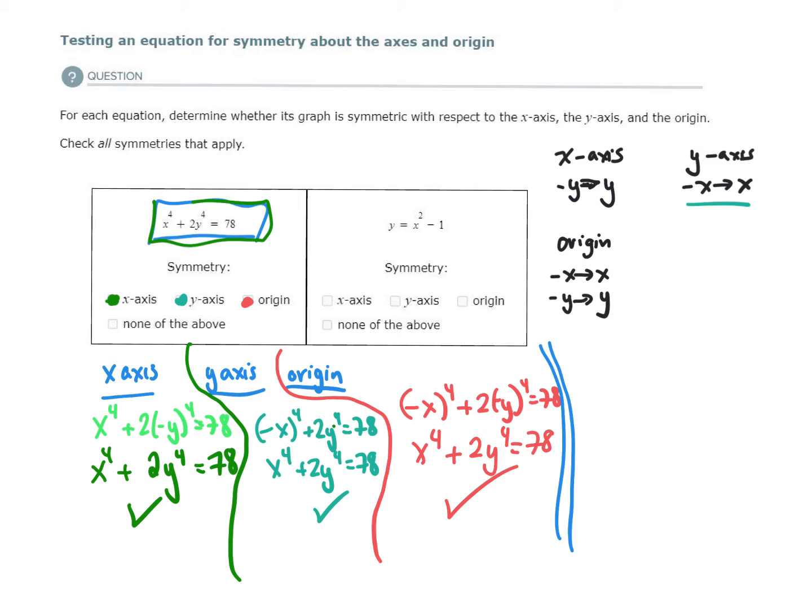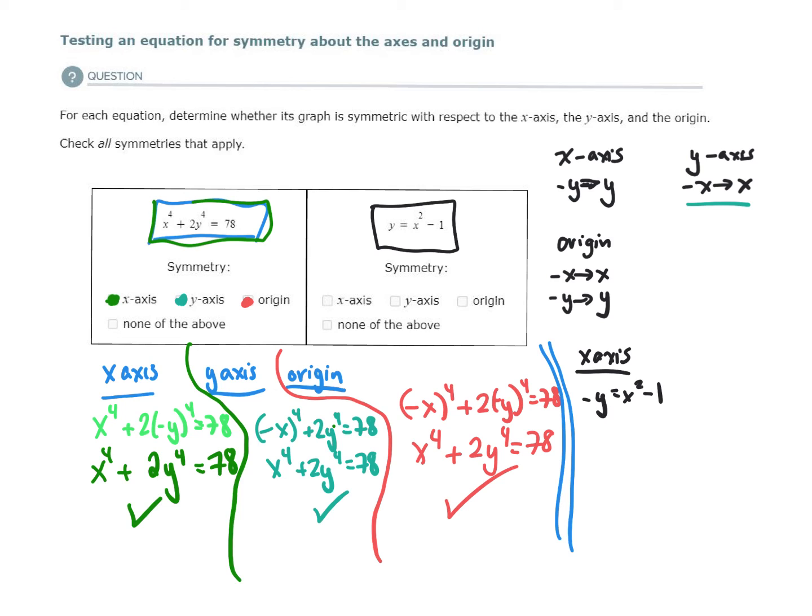All right, so let's look at our second example. Our second example is y equals x squared minus 1. So I'll go ahead and start with the x-axis. If I replace y with negative y, I get negative y equals x squared minus 1. Well, this is not the original.